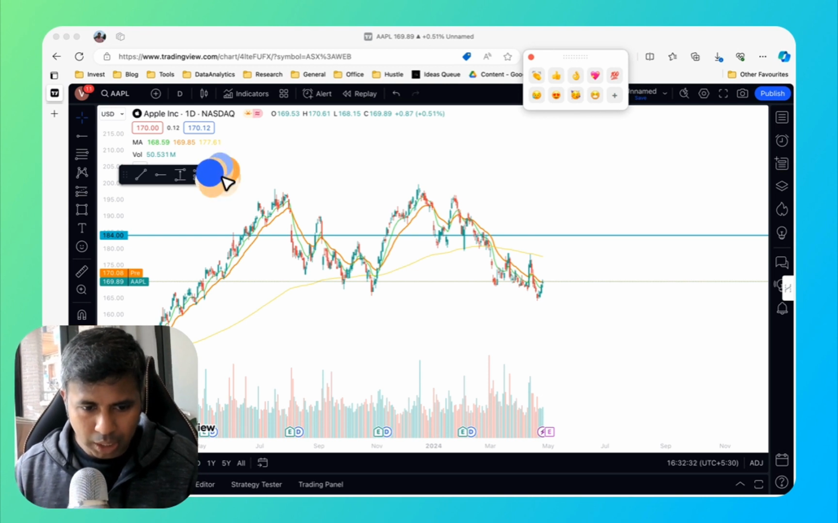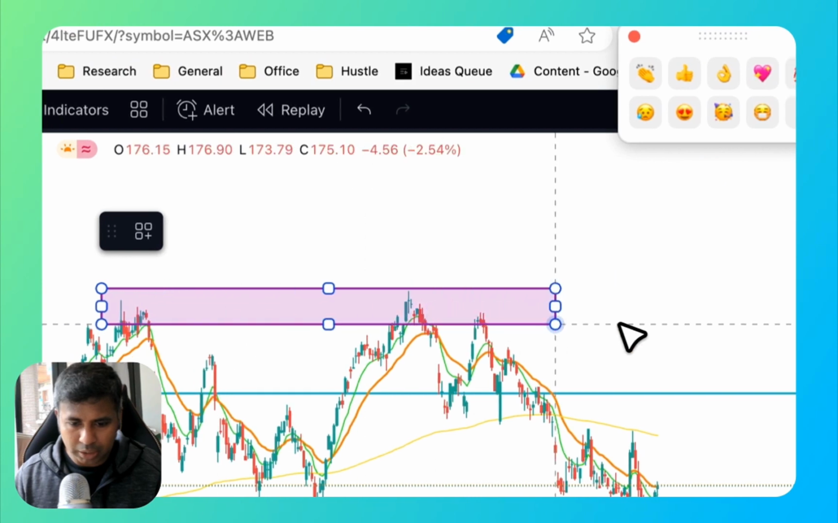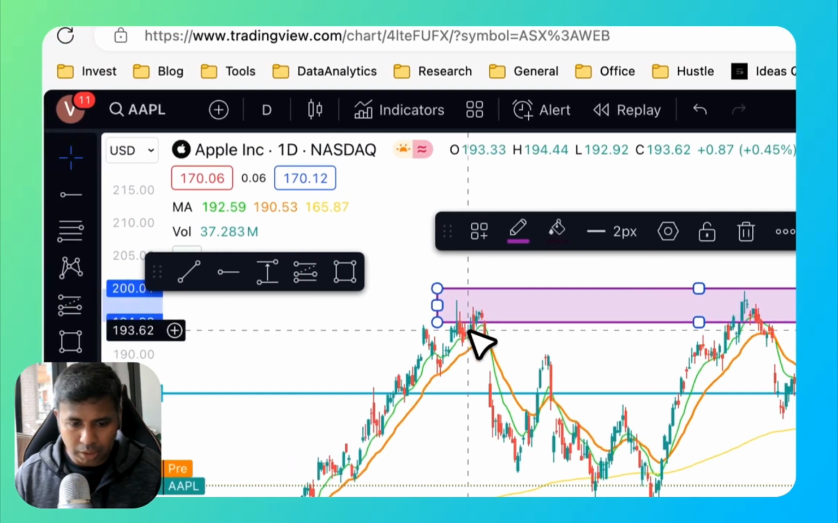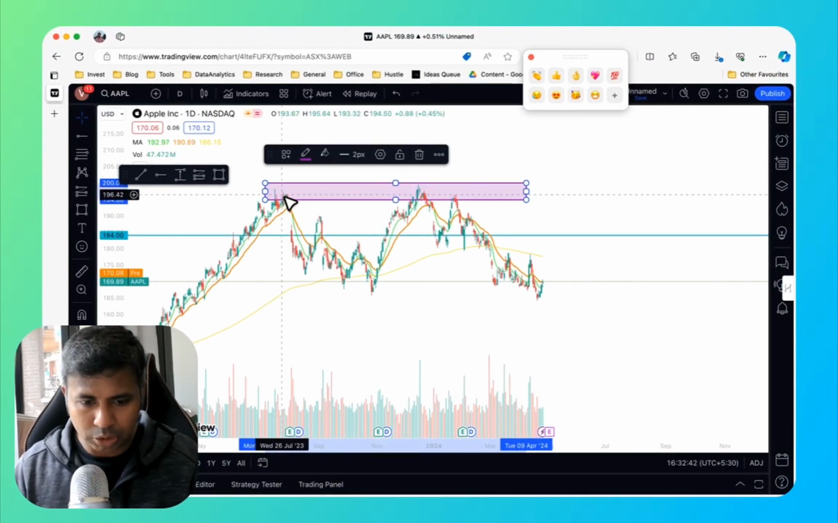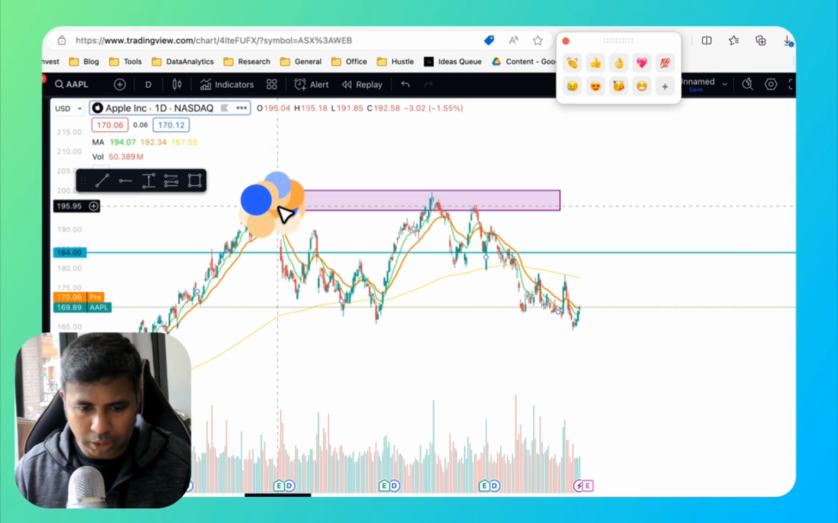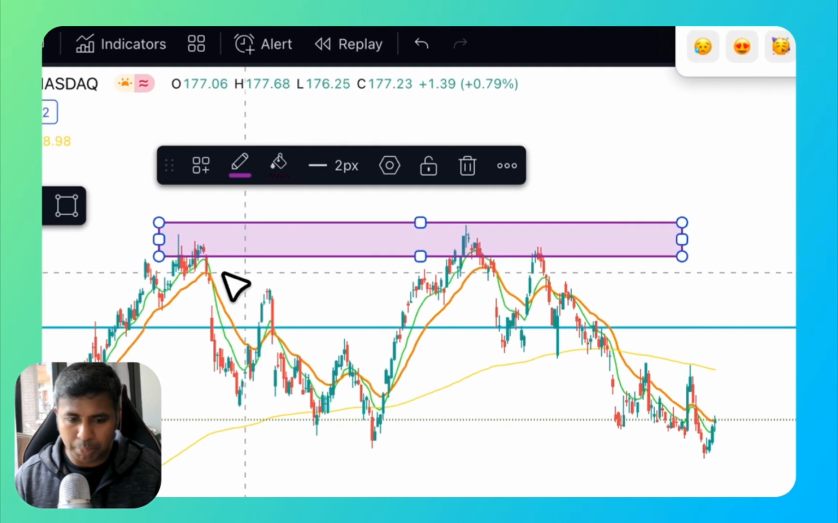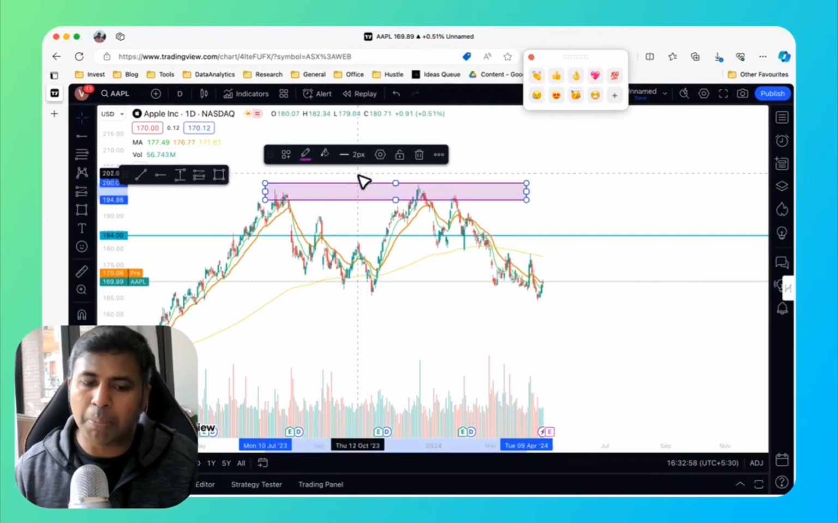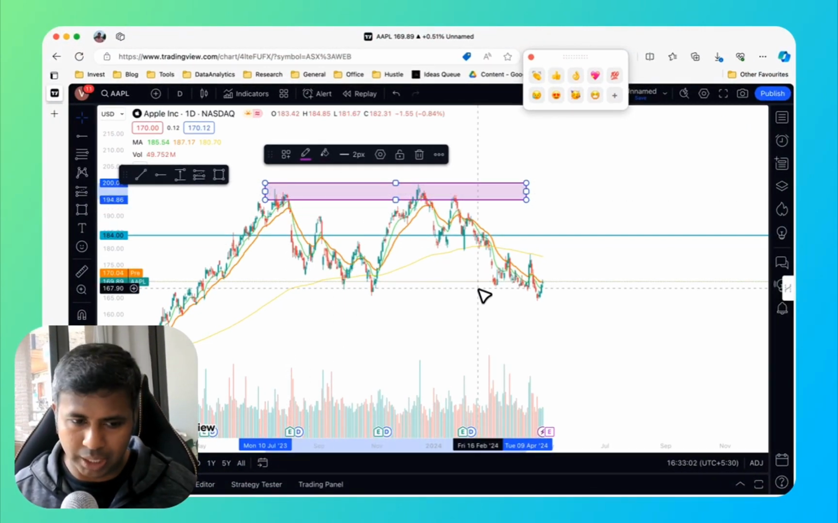So here let me draw this area. We can see here that as and when Apple's price enters this particular zone, it faces strong selling pressure. So this is the resistance zone or the resistance area. If you see here, 1, 2, 3, three times it has faced resistance, where the price has tried to move beyond this zone, but it has been facing selling pressure and the price has moved in the downward direction.